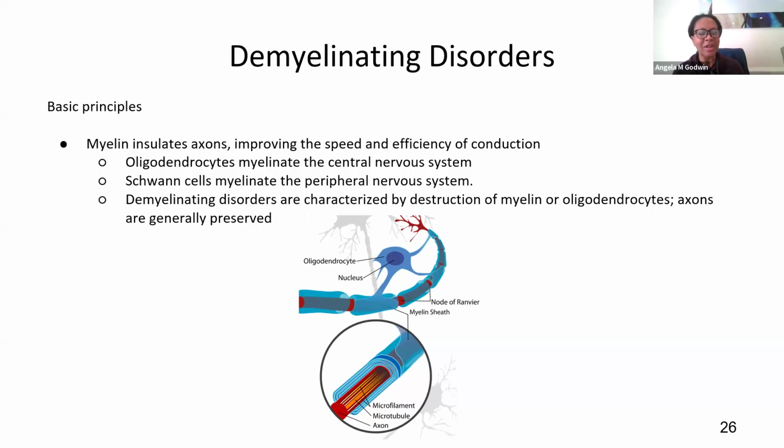A little background, if you guys remember the myelin sheaths, they cover and insulate the axons. So if it's myelinating the central nervous system, we call those oligodendrocytes. And then in the peripheral nervous system, Schwann cells myelinate it. At any point, any of these areas can be demyelinated, meaning that the actual covering, the myelin sheaths, comes off, but you still have the axons in place.